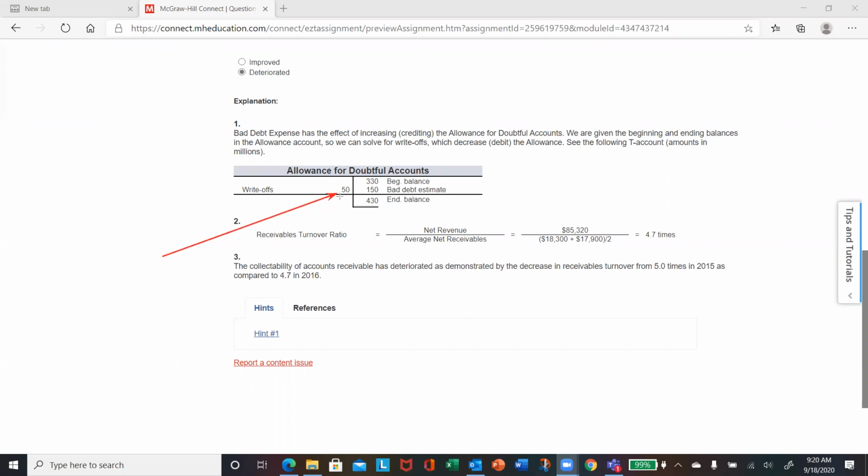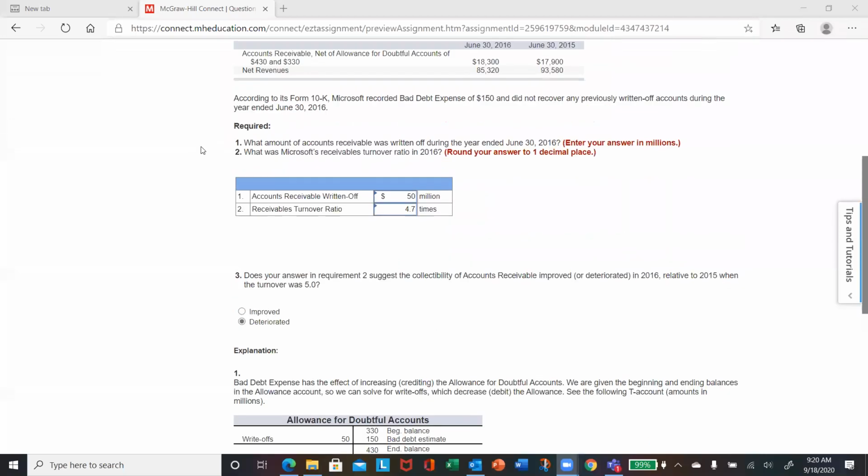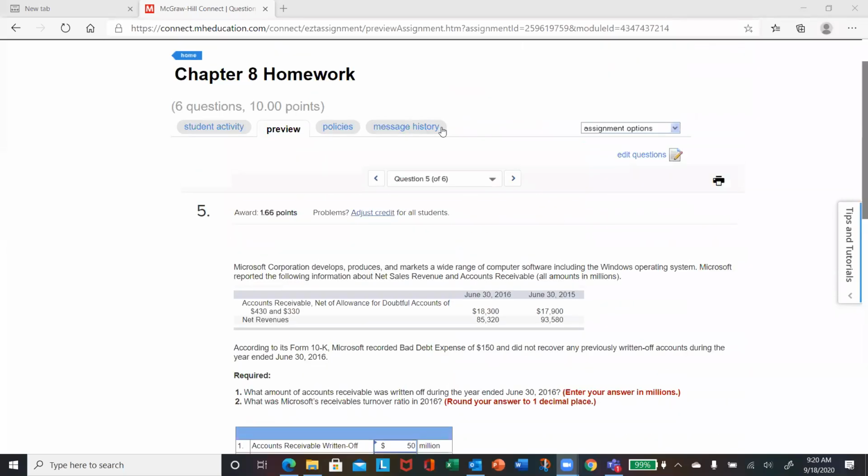Now on your receivable turnover ratio, it's just your net revenue divided by your average receivable. So it's right here. Remember your average is beginning plus ending divided by 2. And so you get 4.7 as your accounts receivable turnover. That will be the second part. All right, that's problem 5.